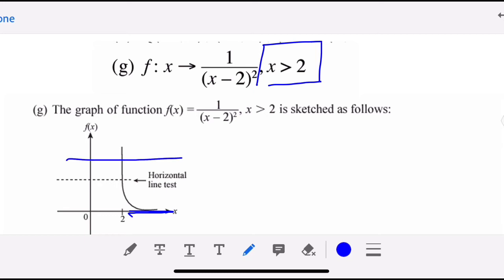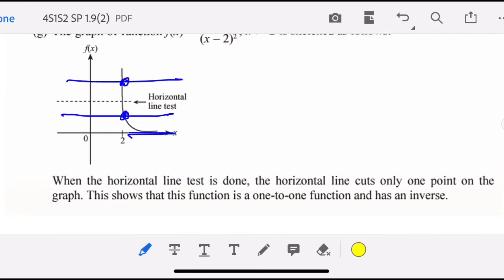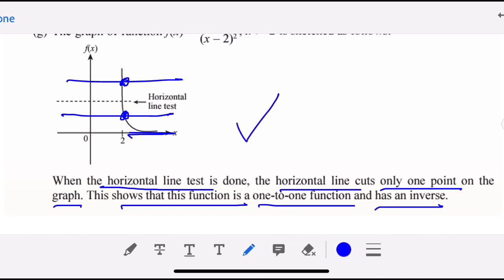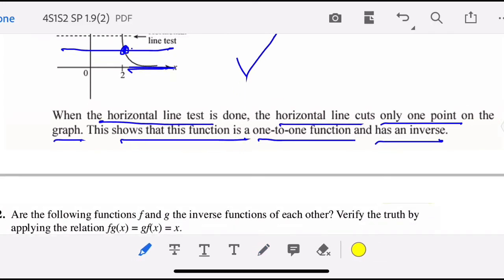If you draw the horizontal line, you can draw as many as you like, and you notice that when the horizontal line test is done, the horizontal line cuts 1 point on the graph. This shows that the function is a one-to-one function and has an inverse. It has an inverse because it is a one-to-one function.